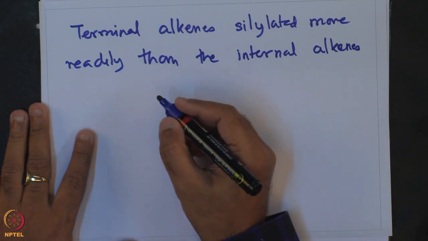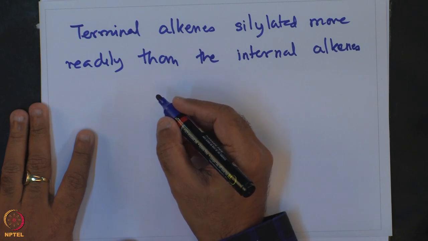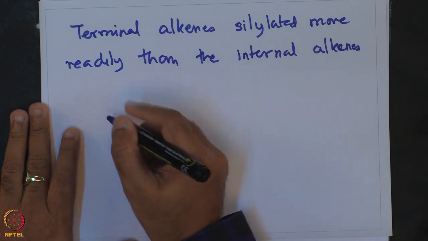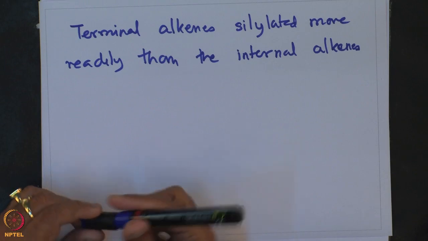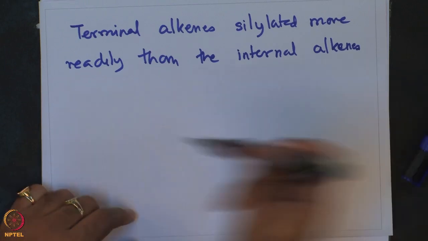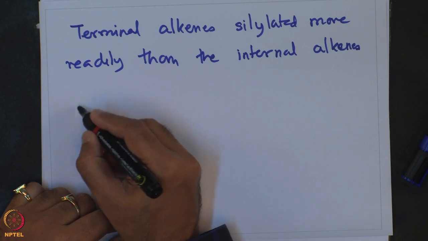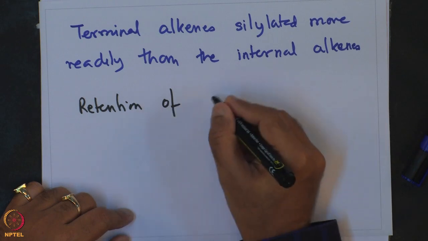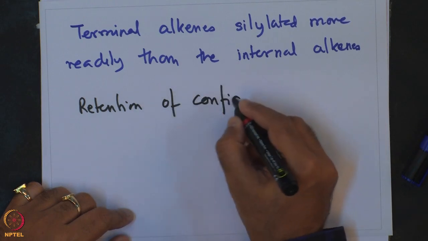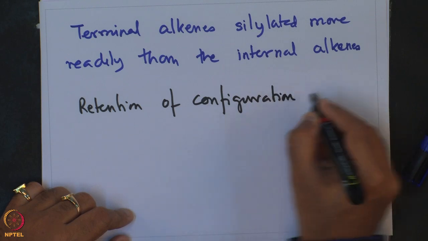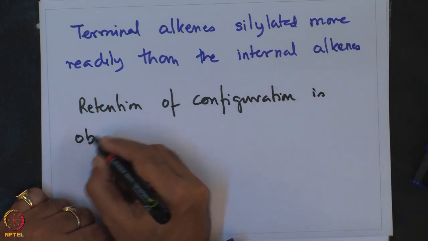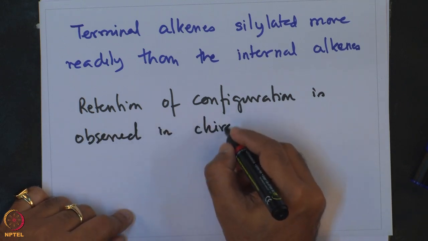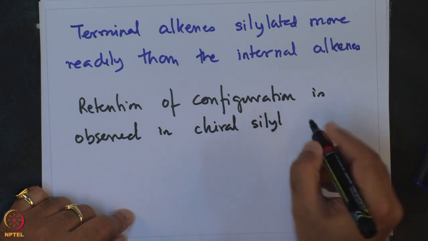Another interesting thing is that chiral silyl groups retain their configuration. So, retention of configuration is observed in chiral silyl groups.